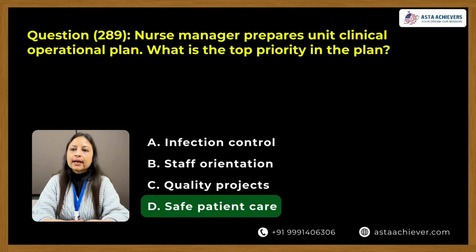Question number 289. The nurse manager prepares a unit clinical operational plan. So what is the top priority in the plan? Option A, infection control. Option B, staff orientation. Option C, quality project. And option D, safe patient care. So option D, safe patient care is the top priority in her plan.